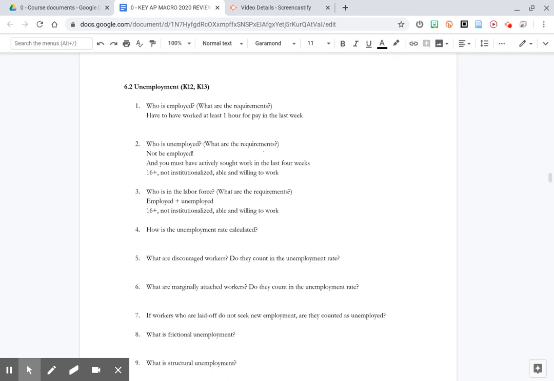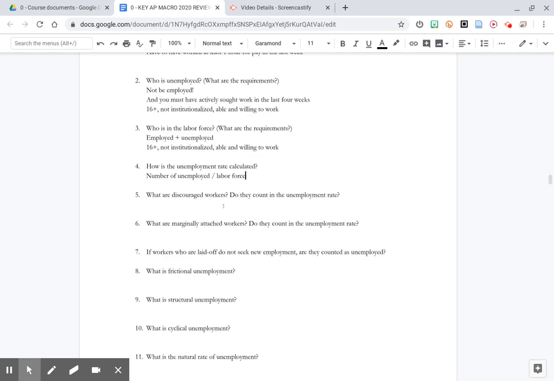How's the unemployment rate calculated? It is the number of unemployed divided by the labor force. So it's basically the ratio of the unemployed people to the labor force.